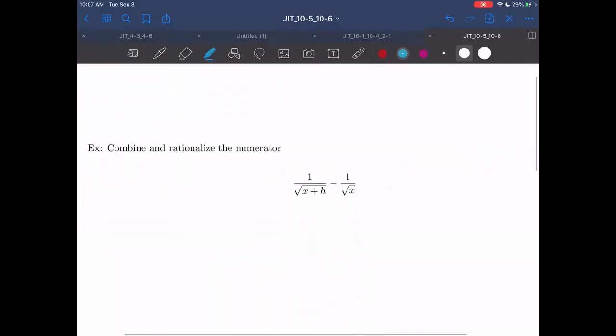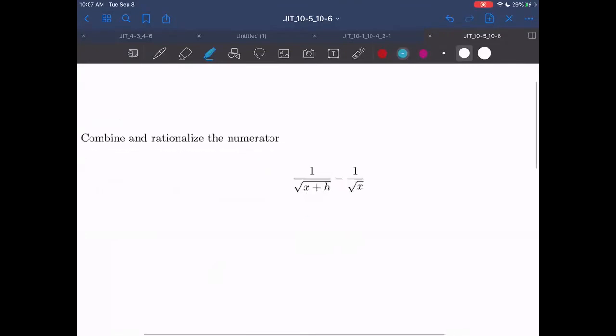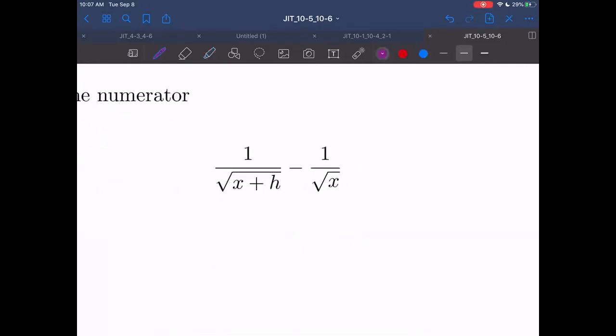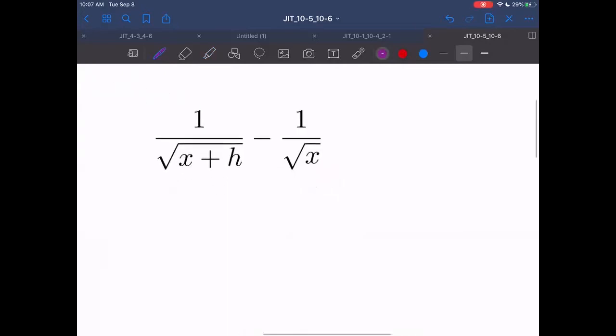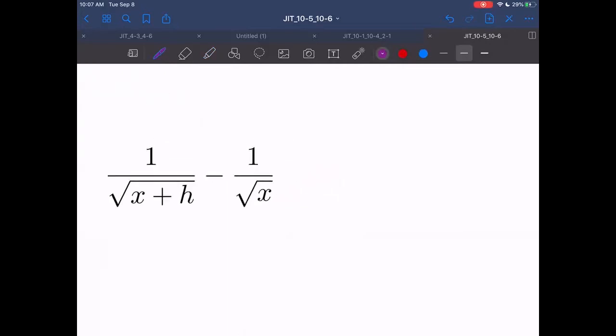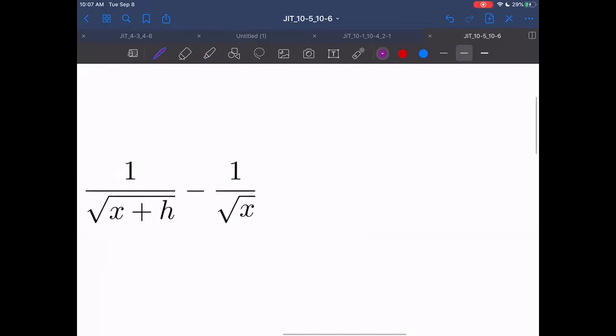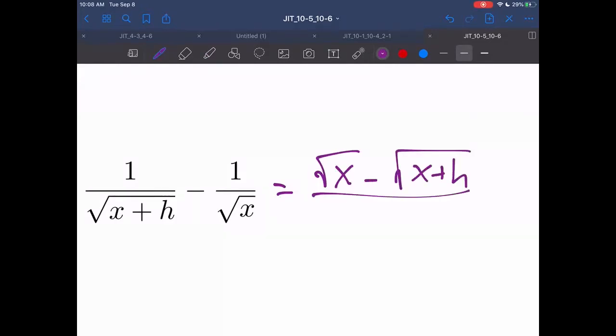We can also rationalize the numerator. So this one, it'll be a two-step, so we first have to combine them into one fraction. So we can do that, and that gives us square root of x minus square root of x plus h over square root of x times square root of x plus h.